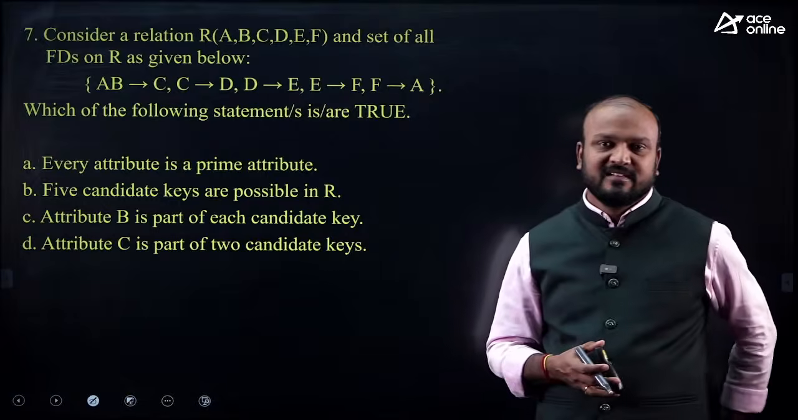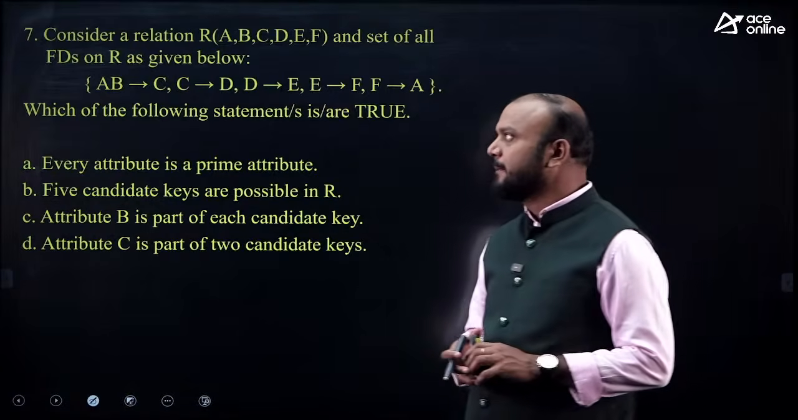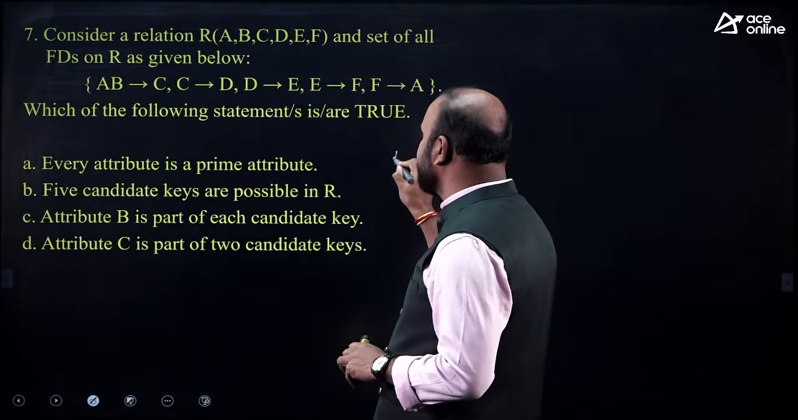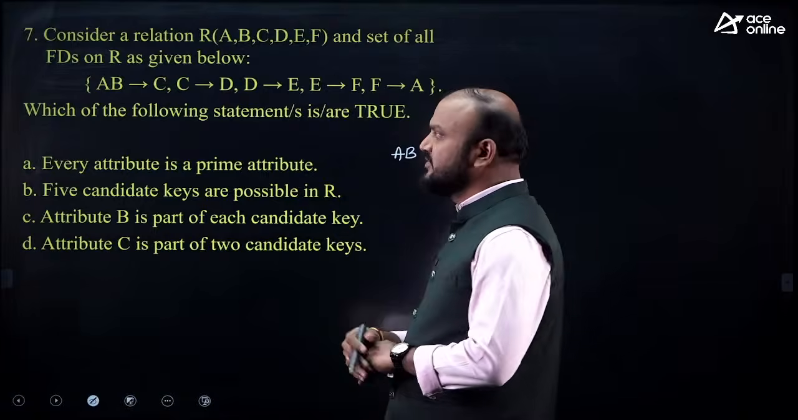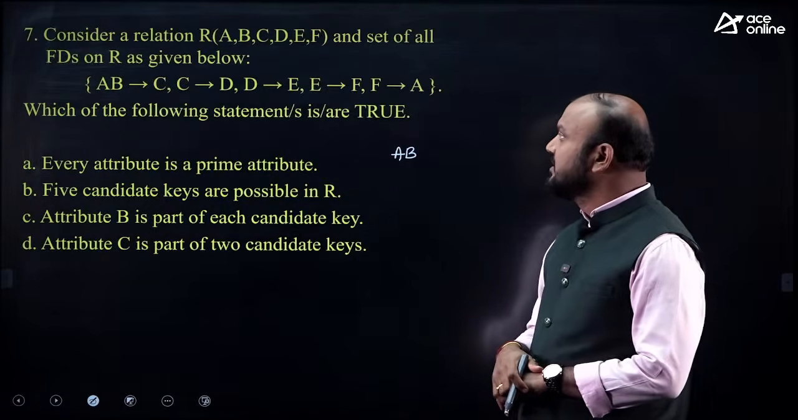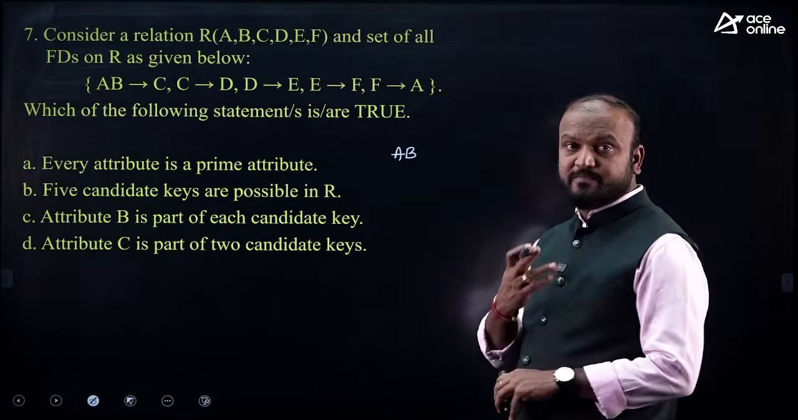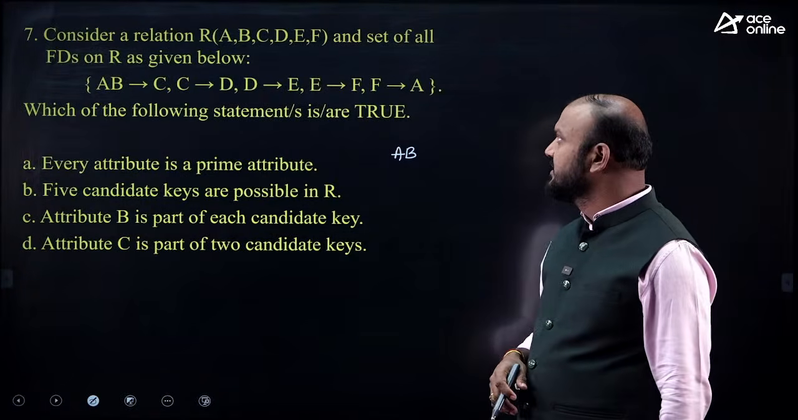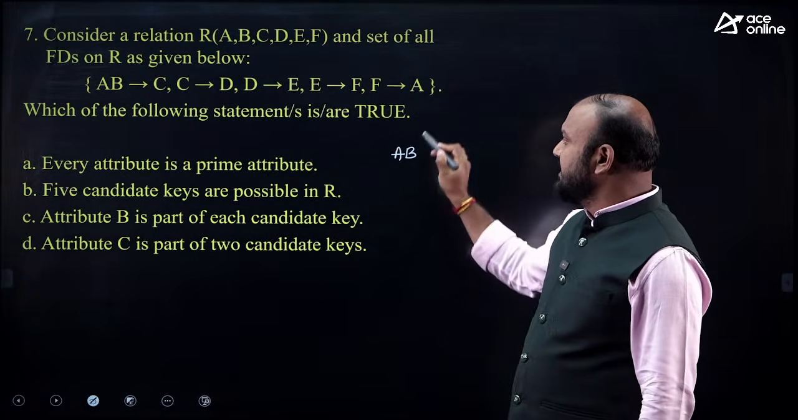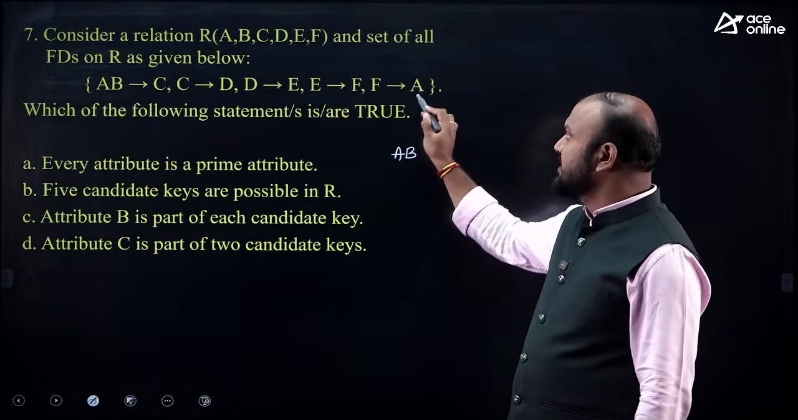See, it is just asking in a different way. What is a candidate key? Can I say AB is a candidate key? Just check the closure of AB. AB closure is A, B, C, D, E, F, all attributes. Perfect, AB is a key. When AB is a key, A and B are called prime attributes.